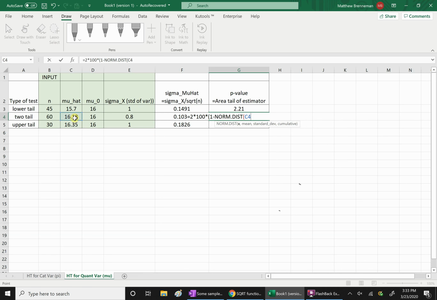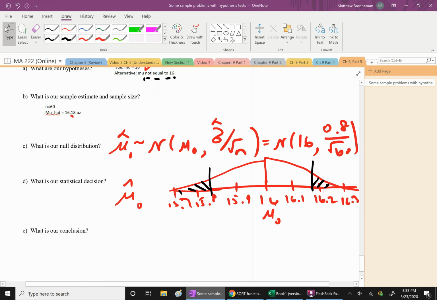And this is my data value. This is the mean. Make sure you hit the right standard deviation. Don't hit the standard deviation of the variable, you'll get a very different answer. And our p-value is roughly about 8%. So the area of both of these tails together is around 8%.